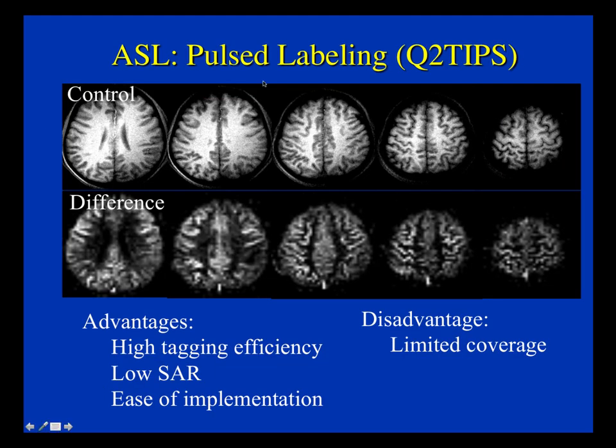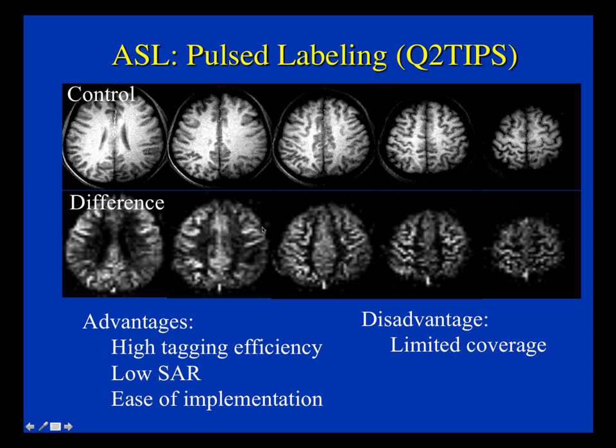Okay, so here's an example of data acquired with the pulse labeling scheme. Here are some control images, and in the bottom row, you see the difference images. These are control minus labeled images that have been averaged for several minutes, and you can see there's a very good differentiation between gray and white matter contrast.